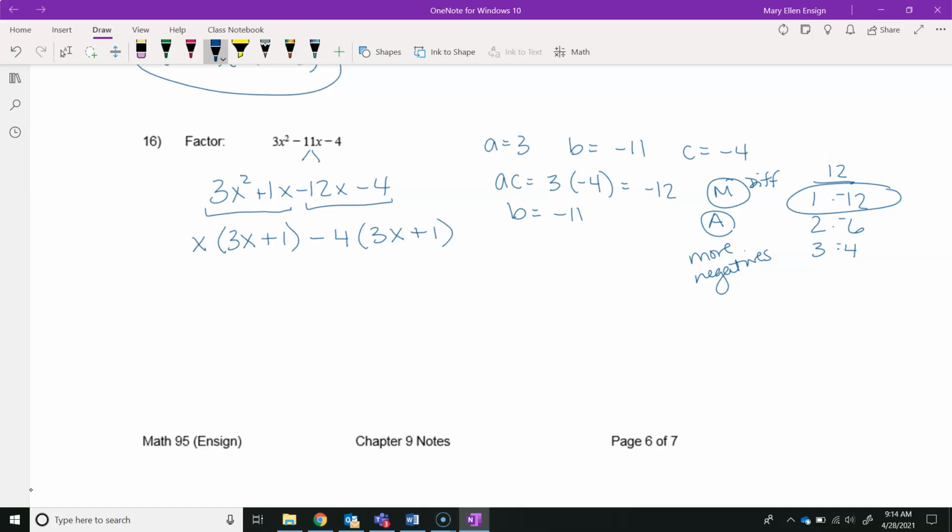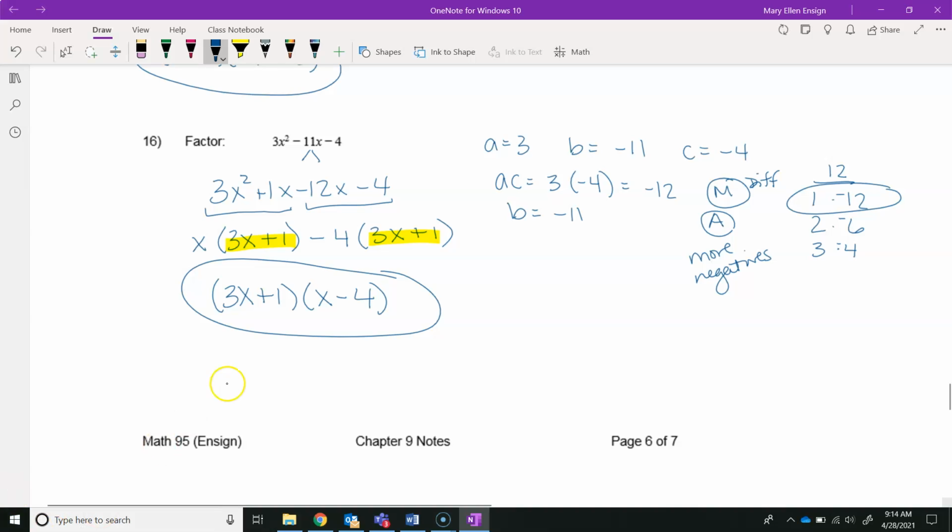This is good because at this point I can see that what's in the parentheses is the same. If it's ever almost the same but has different signs, like one's 3x plus 1, one's 3x minus 1, check your signs of what you pulled out for the GCF and what's left. That's most likely what's going on there. So my factors then are 3x plus 1 times x minus 4. And again, you can check that by multiplying it back.